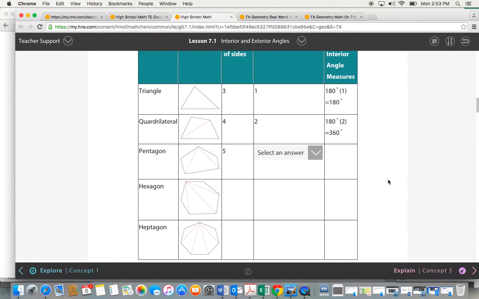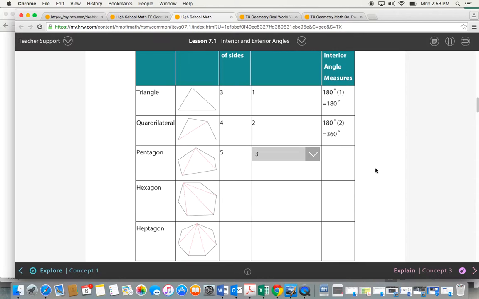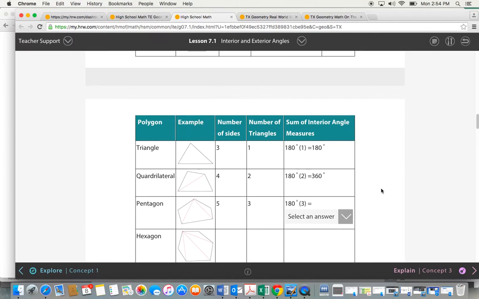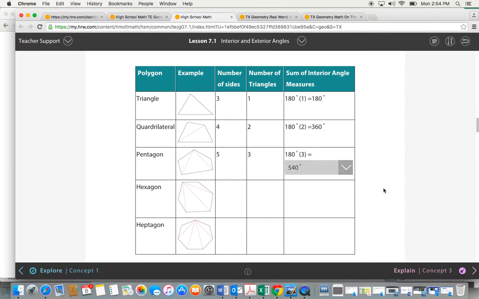They have an opportunity here to fill in the chart, one bit at a time. And as they scroll down, it'll be more and more complete.